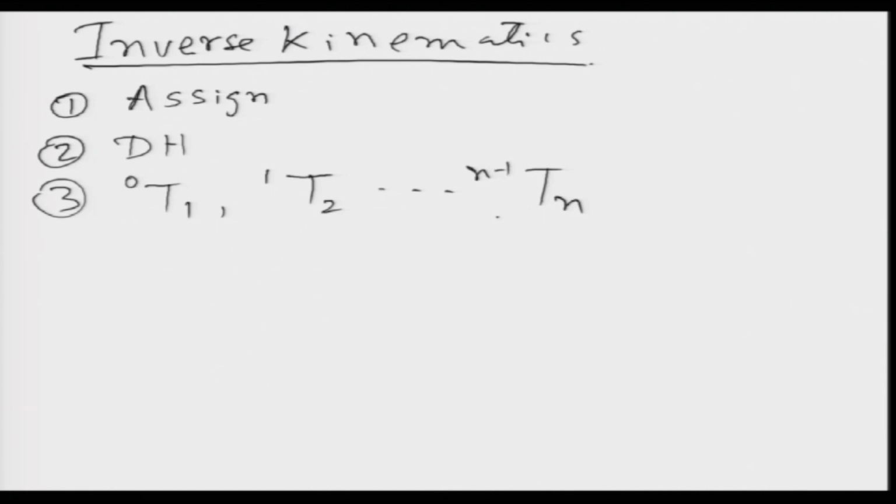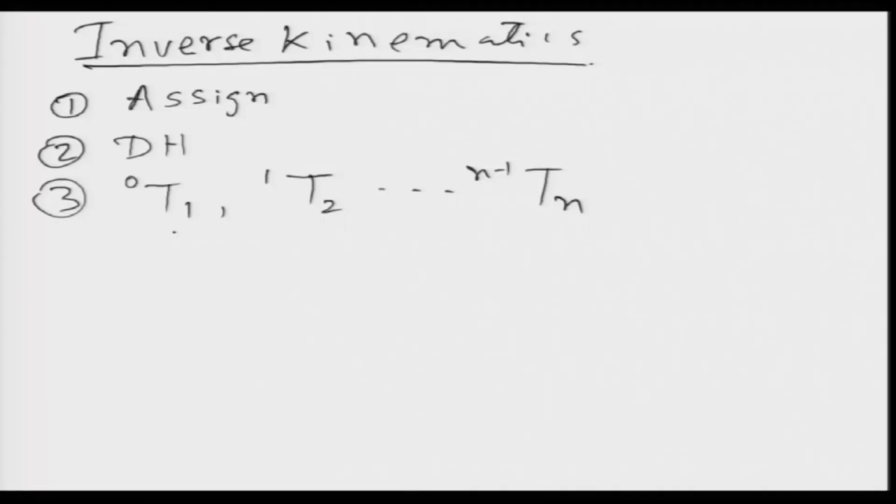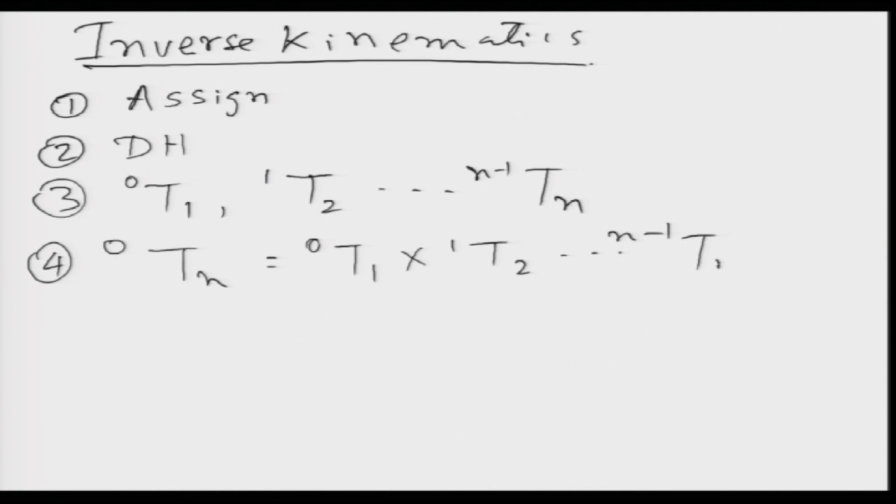Using each row of the DH parameter table, we put it into the generalized matrix and get each of these matrices which correlates one frame to the previous frame. Once we get each of these matrices, we multiply them and get the final matrix 0 to n. We simply multiply 0 to 1 into 1 to 2, like that until the last one, n minus 1 to n. So this gives us the relationship between the last frame, the end effector frame, and the base frame, the 0 frame. You should remember this is a 4 by 4 matrix.